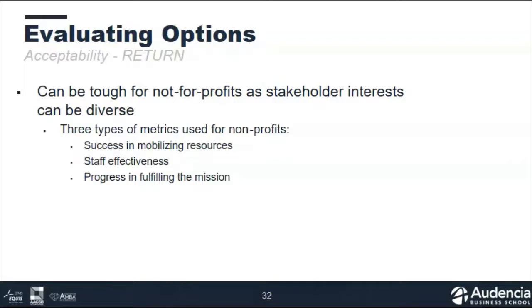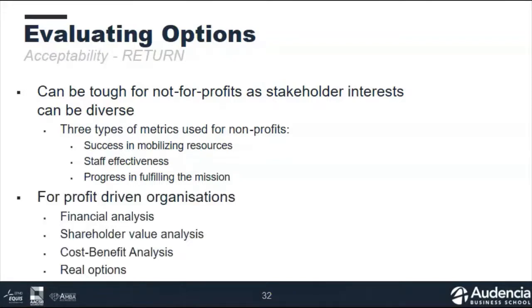Now, if we're a for-profit organization, there are four elements or four ways we can measure the return on a particular investment. And I'd like to go through these four basic ways, four basic families of techniques to measure return. The first being financial analysis, the second being shareholder value analysis, the third cost benefit, and lastly, the use of real options.